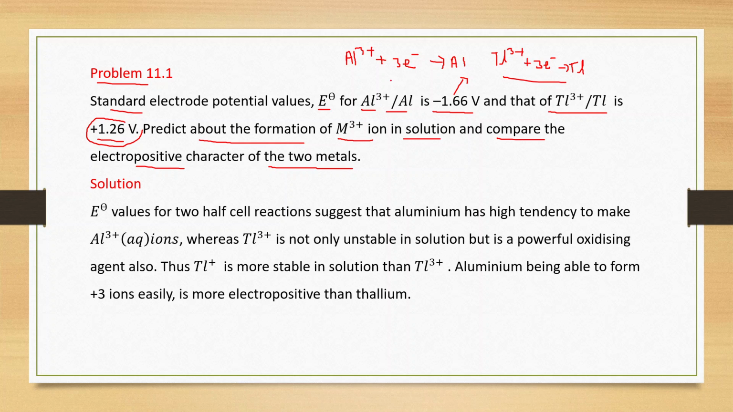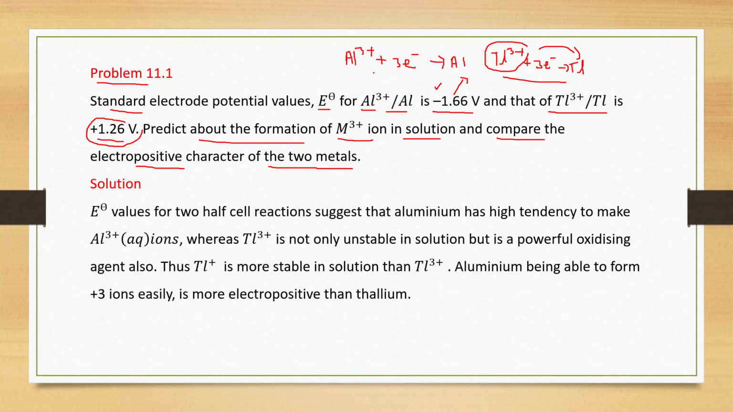Now we can say if the value of standard electrode potential is higher, it means this ion will easily convert into this one. Now if we compare these values, for aluminium this is negative and for thallium this is positive.